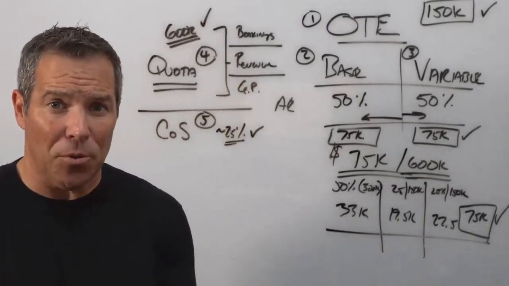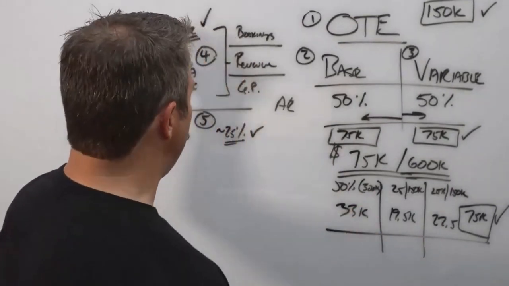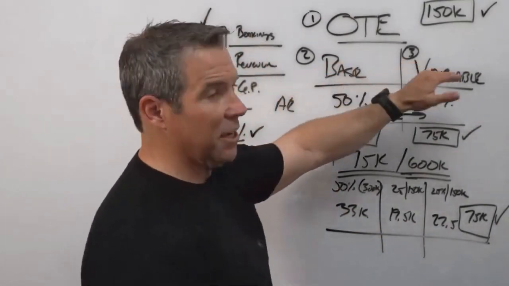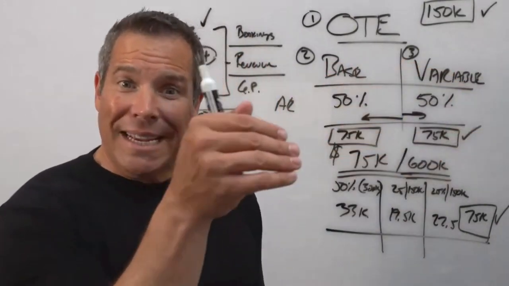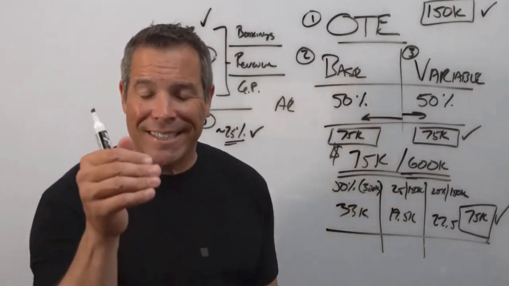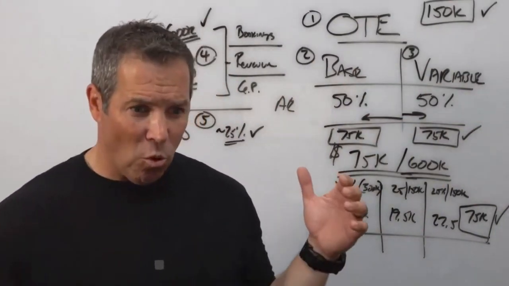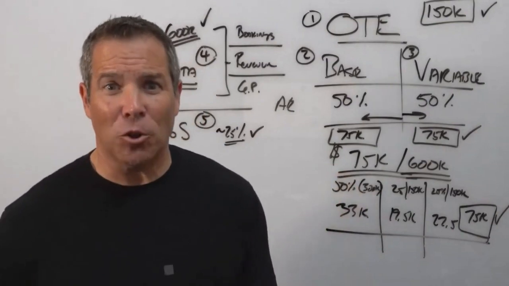And the reason you want them to blow through your number is because all of the math that we did on operating the business is based on hitting plan. When they exceed plan, you should incentivize them. You should reward them for doing an amazing job.